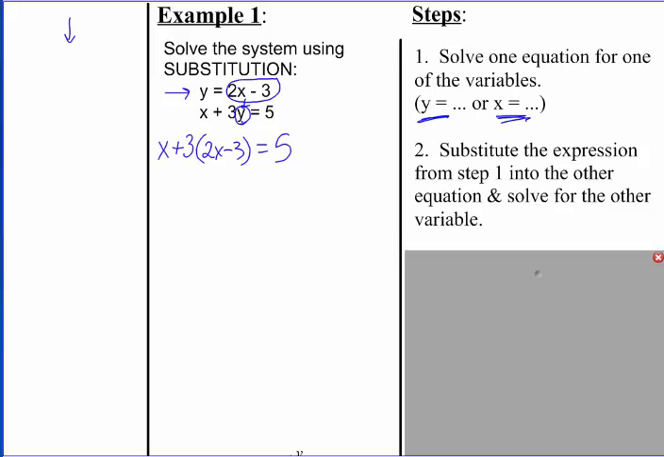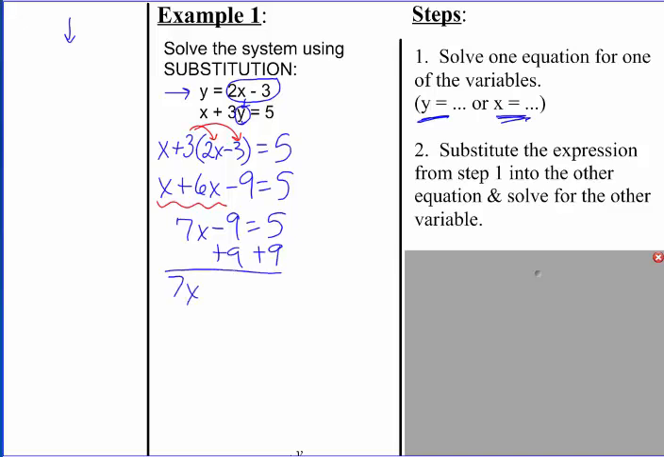So we need to solve this now. We will use the distributive property first. So x plus 6x, and don't forget the 3 times 3, so that's negative 9, equals 5. We can put the x's together, so that's 7x minus 9 equals 5. Add 9 to both sides, so 7x equals 14. Divide by 7, and x is equal to 2.